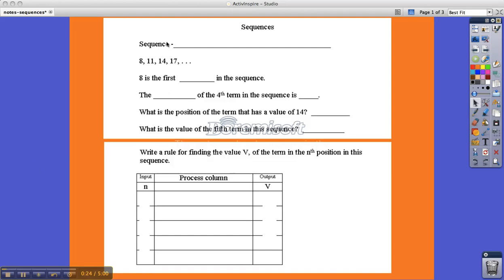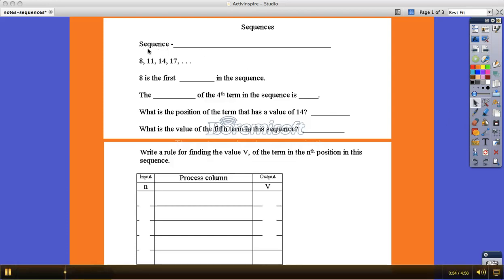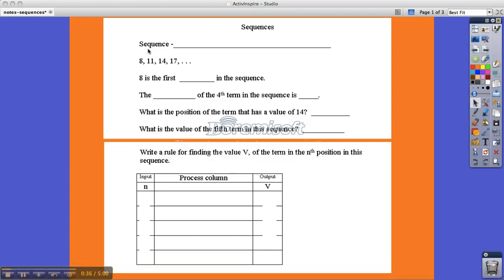So I want you right now to take a second, pause the video after these instructions, and think about when have you heard the word sequence before? That's this word right here. And what did it mean? So either inside of math class, if you remember, or outside of math class, when have you heard the word sequence? So pause the video and brainstorm some ideas now.